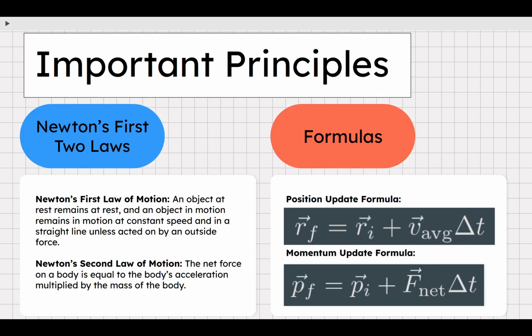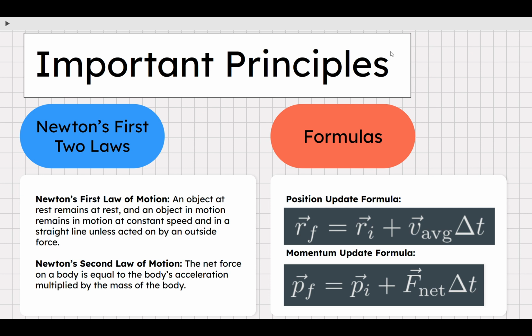So, some important principles to understand before we get into the actual experiment data. So, Newton's first law of motion. An object at rest remains at rest, and an object in motion remains in motion at constant speed and in a straight line unless acted upon by an outside force. So this is what's going to happen in our experiment to the can. We're going to move it slightly before the beginning of the video, and it's going to continue to move with a constant speed and constant motion in the same direction. We can see this here, the position update formula.